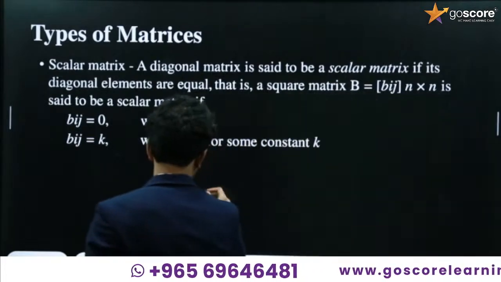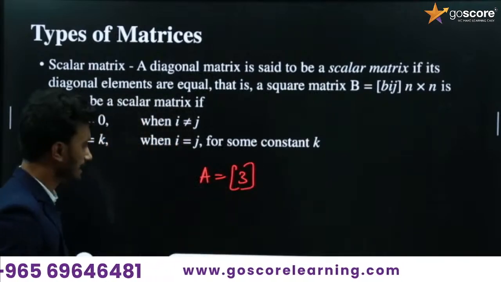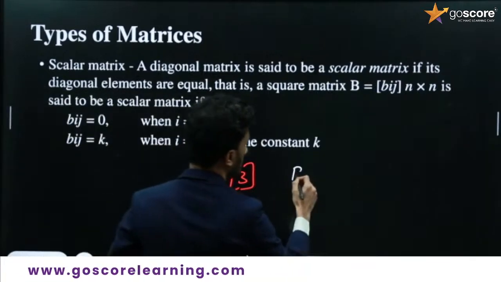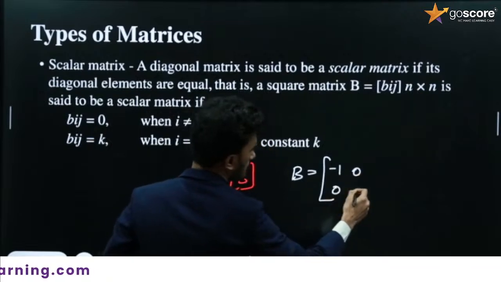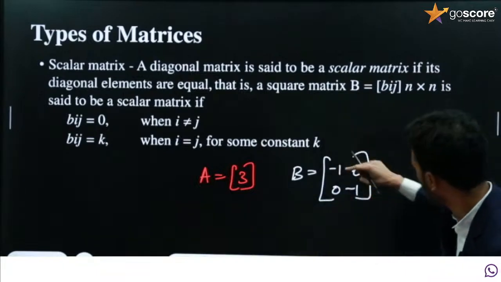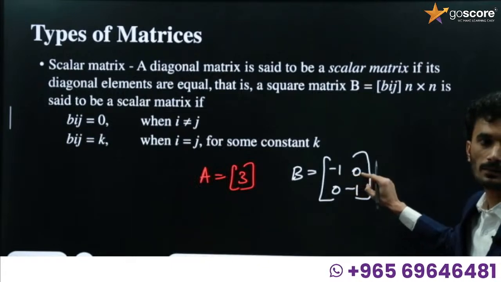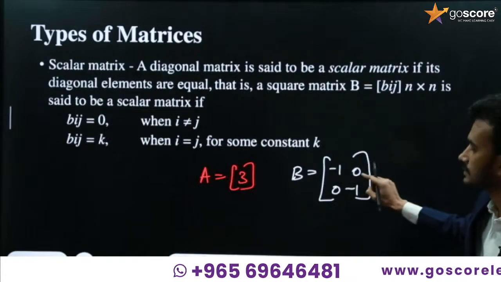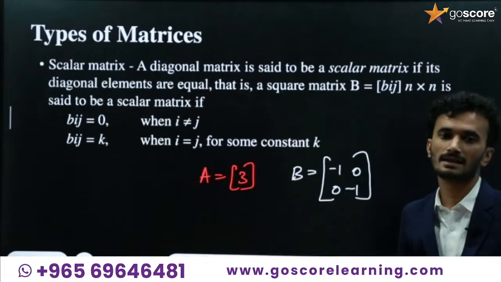So what is a scalar? So A is equal to 3. This is a scalar matrix. Next one, B is equal to -1, 0, 0, -1. So you can see the principal or diagonal elements are same, -1, -1, and all other elements are zeros. Non-diagonal elements are zeros, and diagonal elements are same, which is called a scalar matrix.